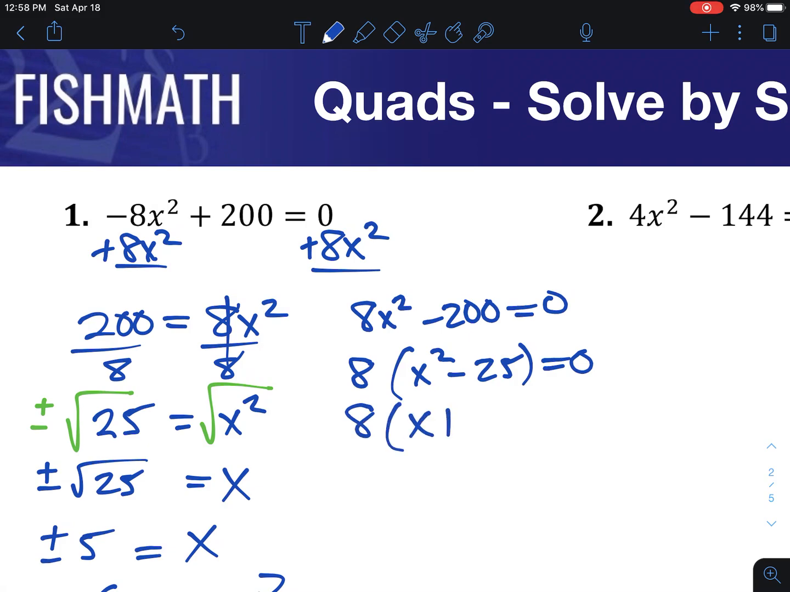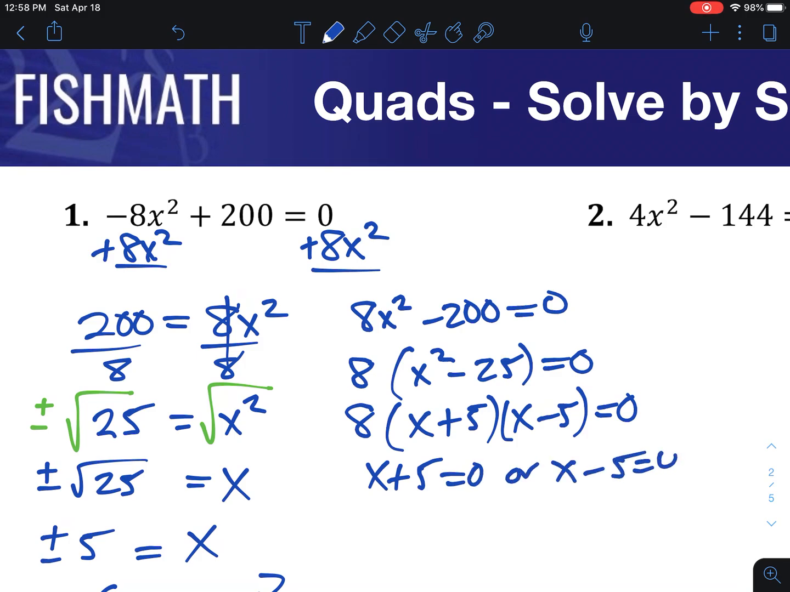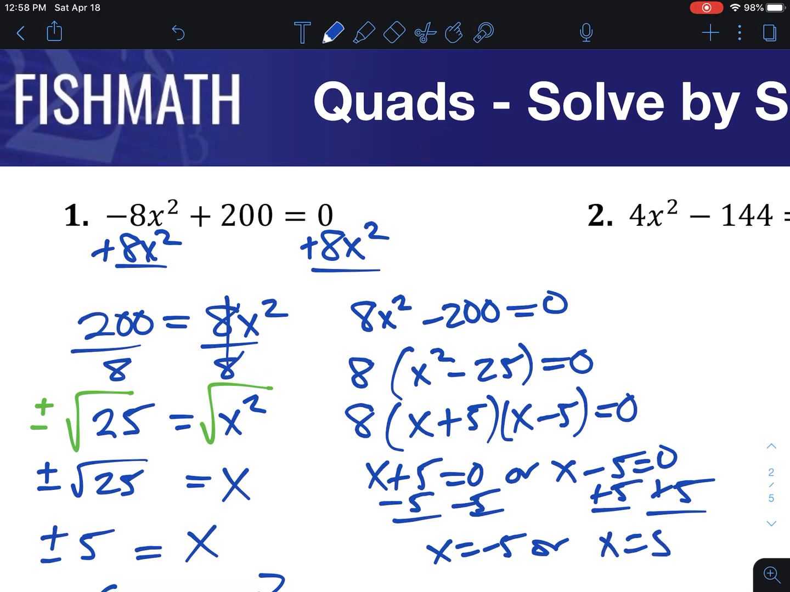And then we could just factor the difference of perfect squares. x plus 5, x minus 5 equals 0. Then using what we call the zero product property, one of these things has to be 0. 8, though, can't be 0, so that's not going to be an option. But x plus 5 could be 0, or x minus 5 could be 0. And that's how we're going to get our two options for x that we already have. We already know the answers. x is negative 5, or it's positive 5.